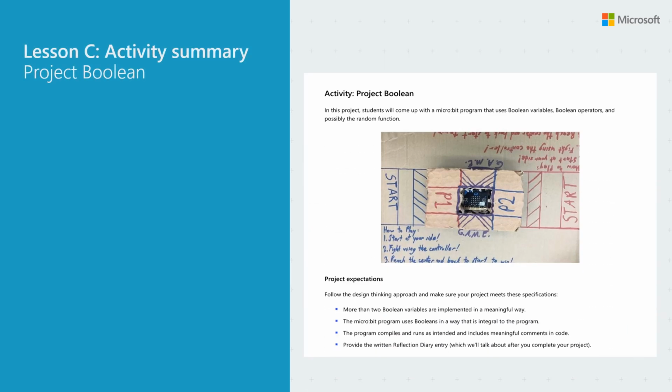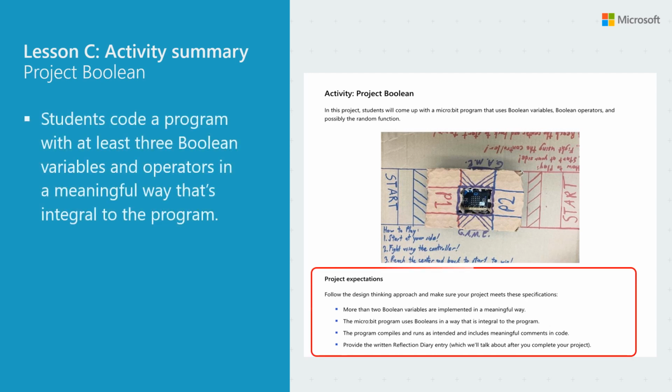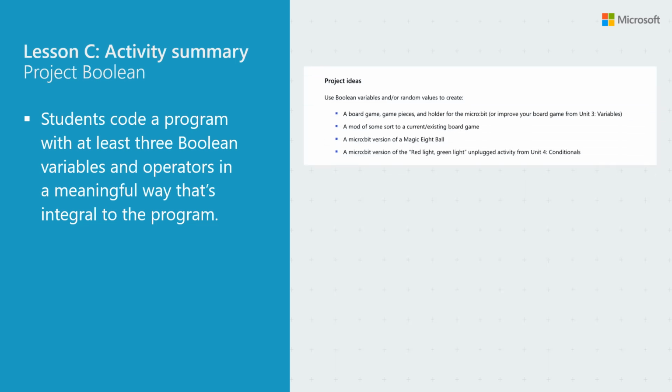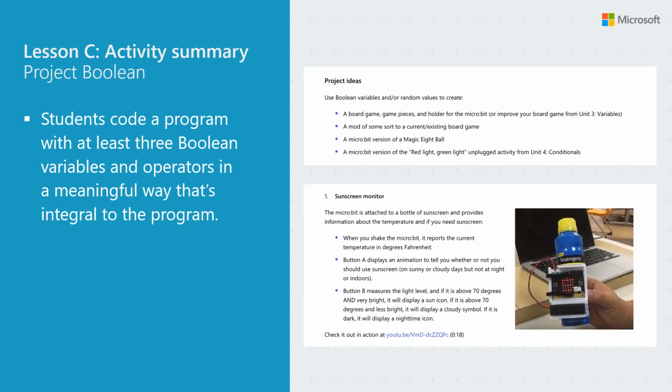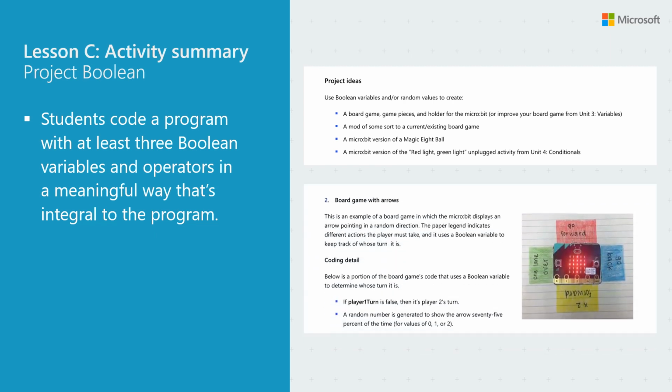And in lesson C, the project is to code a microbit program with at least 3 Boolean variables and operators in a meaningful way that's integral to the program. Use the project ideas, and there are 2 examples to spark your students' creativity. One's a sunscreen monitor, and the other is a board game.